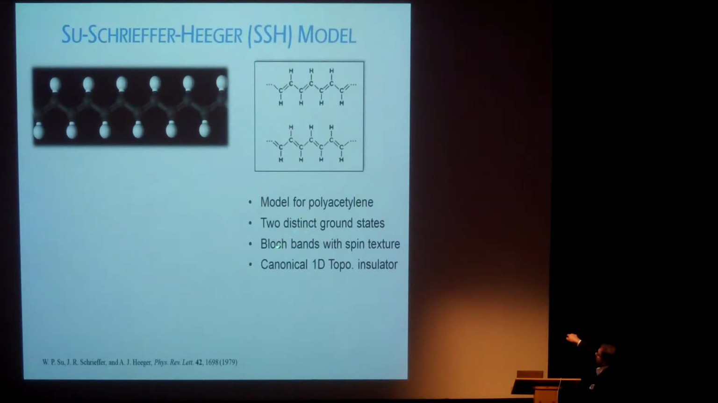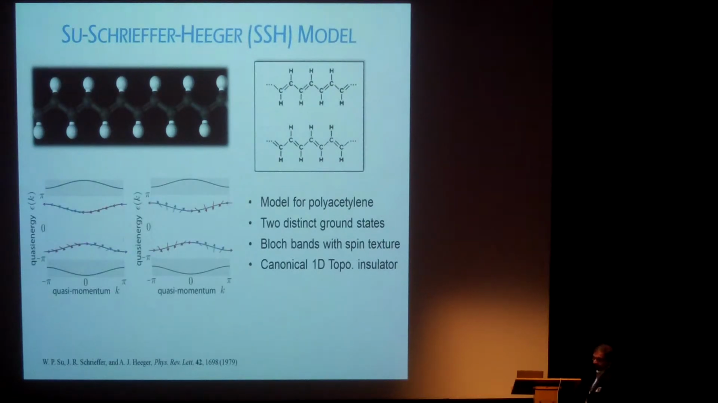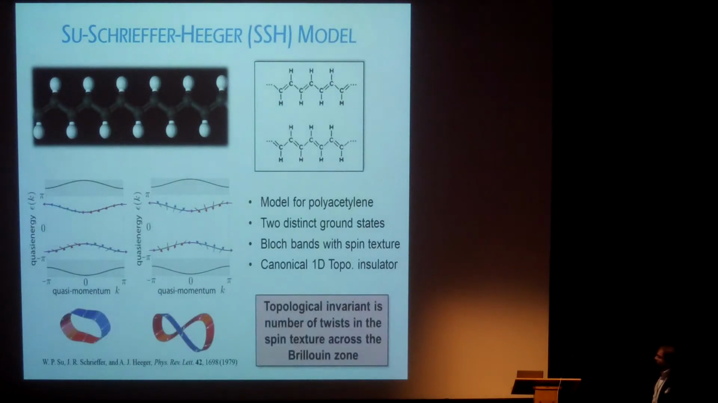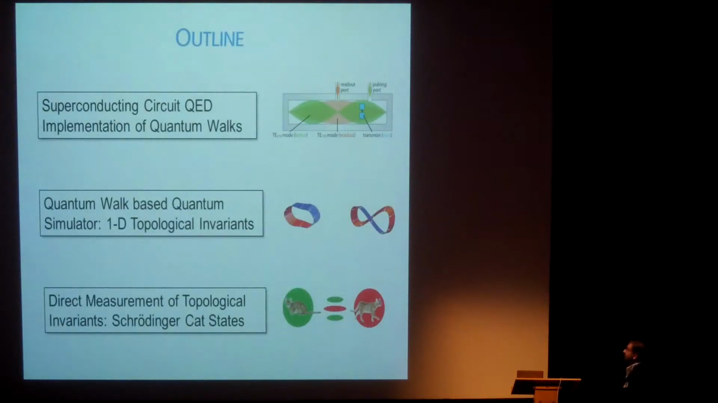And in particular, the band structure here gives rise to Bloch bands with spin texture. Right? So what we see, this is a snapshot of the Brillouin zone. The 2 ground states, if you traverse them across the Brillouin zone, have either no spin flip, or the trivial topology, or in fact, they do have 1 spin flip as you go around. So in topological terms, the invariant is the number of twists in the spin texture as you go across the Brillouin zone. So this is indeed a model for a canonical 1D topological insulator. The question now is, how do we encode this type of band structure in a superconducting circuit, and how do I detect this flip? So those are the 2 remaining parts of the talk here.